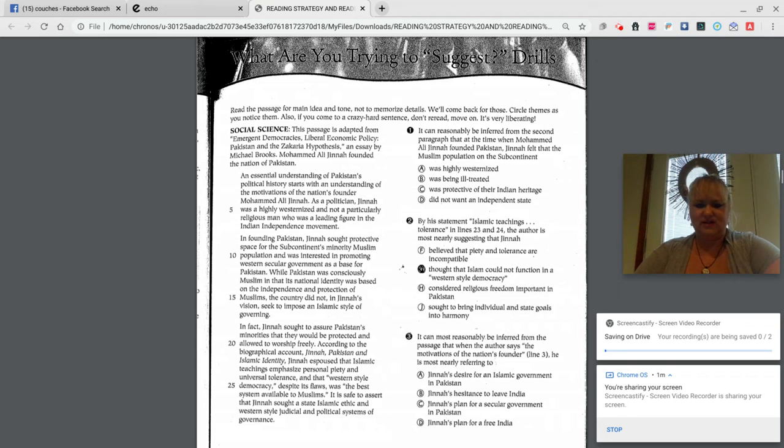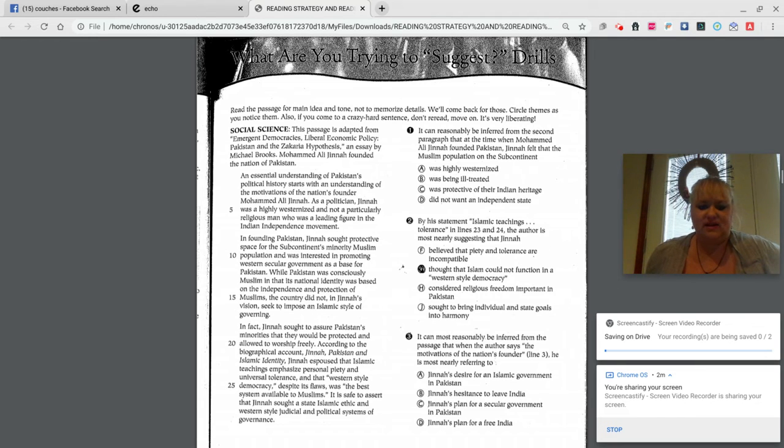So, number one says it can reasonably be inferred from the second paragraph that at the time when Muhammad Ali Jinnah founded Pakistan, Jinnah felt that the Muslim population on the subcontinent was. So I think what I will do is try the strategy where we read the first and the last sentence of each paragraph to get me an idea. So I'm going to do that now.